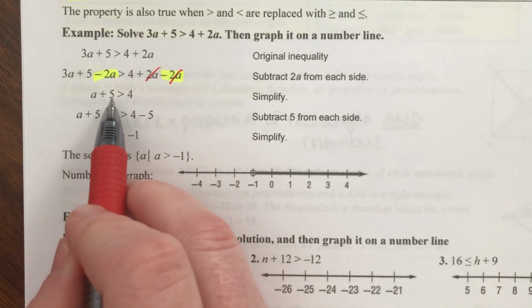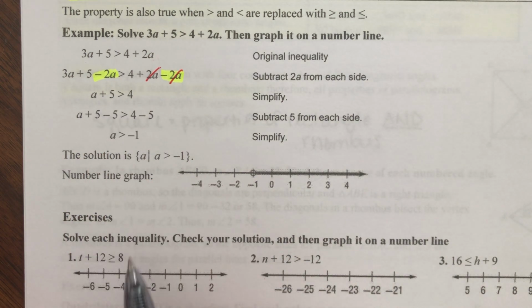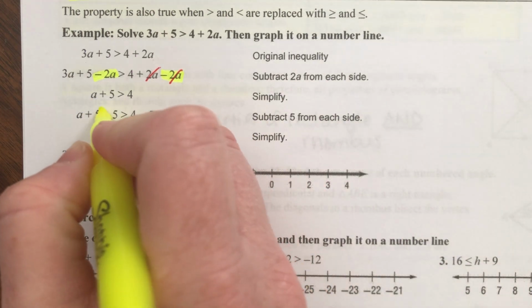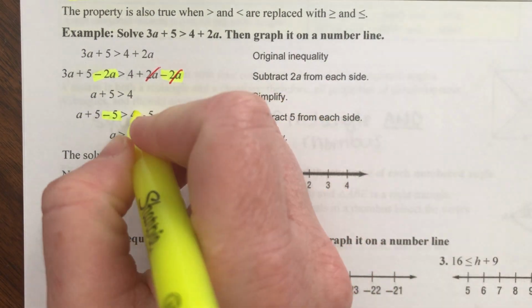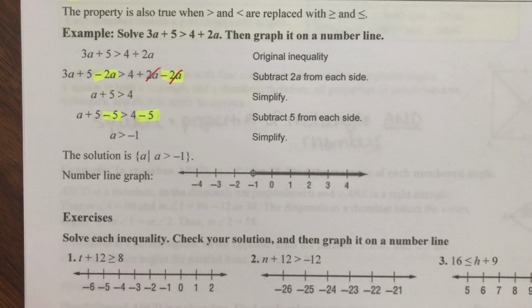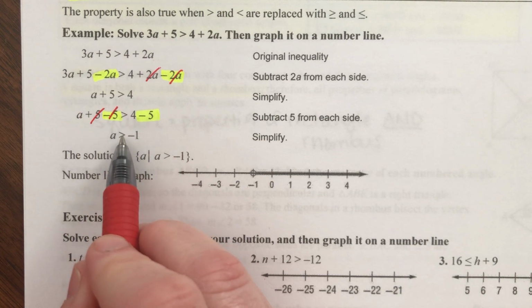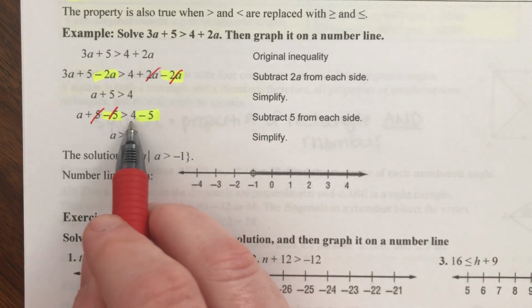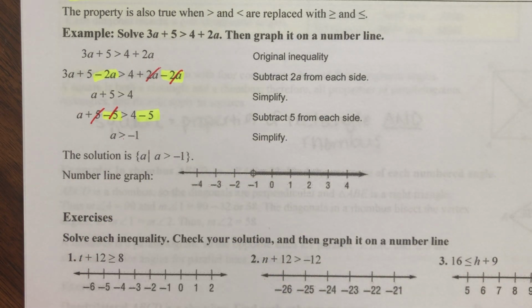So we're left with a plus 5 is greater than 4, and this is where the subtraction part comes into play, right? I want a by itself, so to get rid of plus 5, I have to subtract 5, and whatever I do on the left, I got to do the same thing on the right. So these two cancel each other out, and I'm left with a. Bring down my sign, it doesn't change, and 4 minus 5 is negative 1. So my answer is a is greater than negative 1.